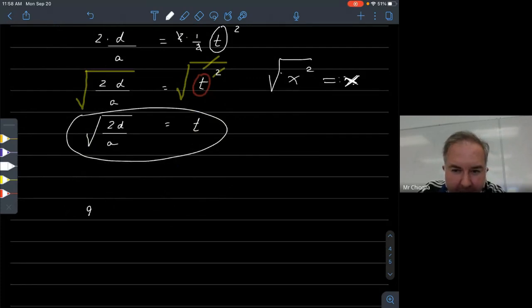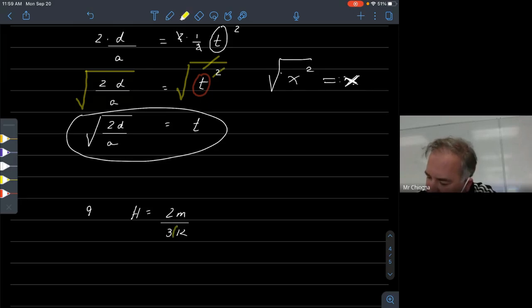I don't know how to center, how to remove you guys from the side, but is that better? Okay, number 9. We have H is equal to 2m over 3k. I'm going to go right to the harder one. Solve for the K.